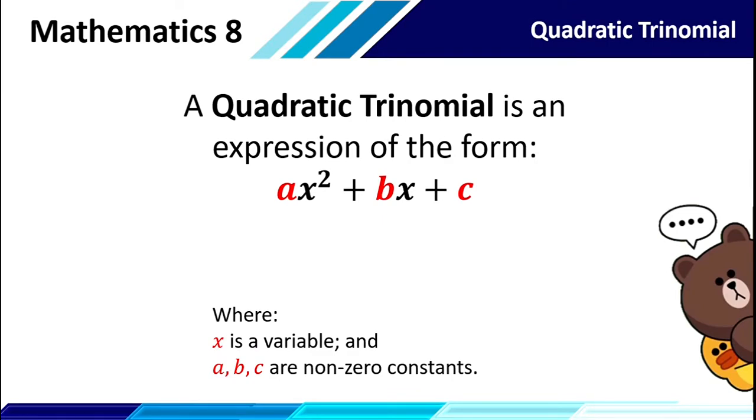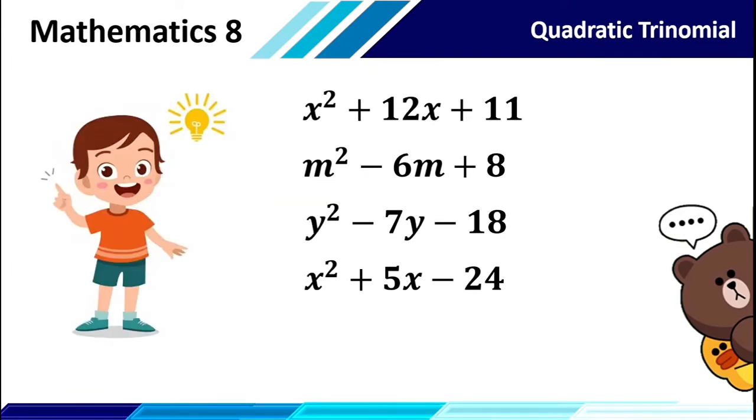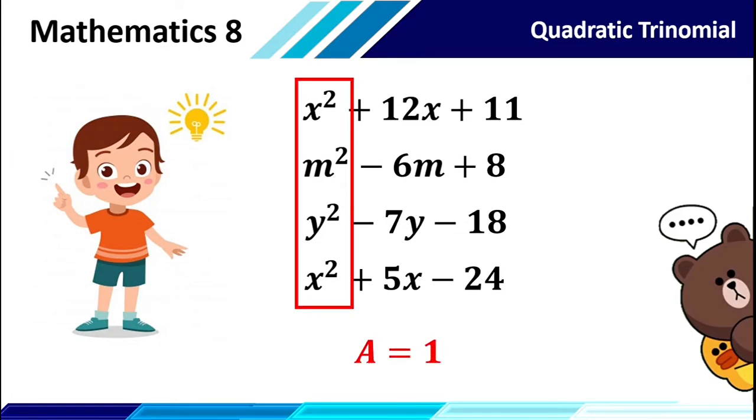When we say quadratic trinomial, it is an expression of the form ax squared plus bx plus c, where x is a variable and a, b, c are non-zero constants, wherein a is our leading coefficient, b is our linear coefficient, and c is our constant term. From our previous lesson, I already gave you various examples regarding quadratic trinomials, and as you observe, all the values of a are equal to 1.